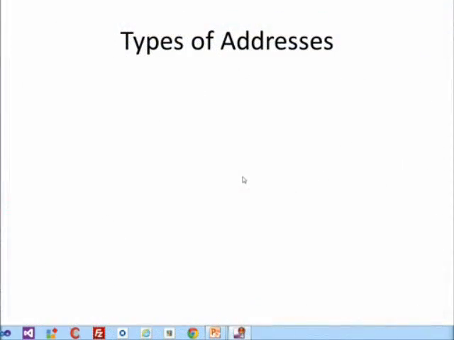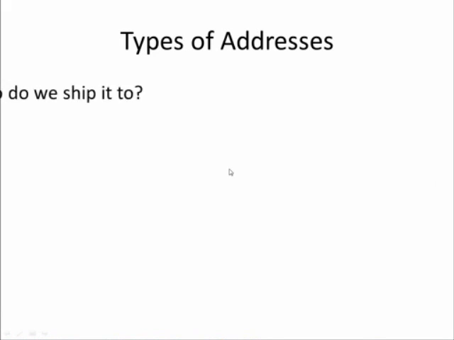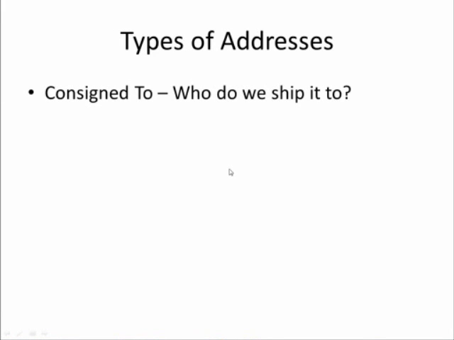Let's take a brief second to go over the different types of addresses that you saw in that form. First, there is the consigned to address. Who do you ship that information to? This can be any customer that you have. All you have to do is make sure that when you have a customer that is expecting to receive something, you treat them as a consigned to address.